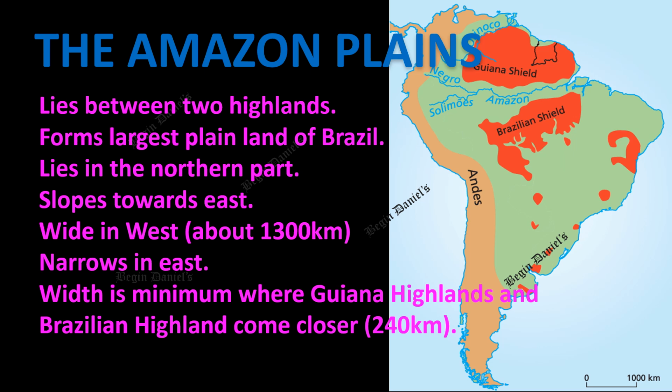The Amazon plains lie between two highlands, the Guyana and Brazilian highlands, and form the largest plain of Brazil. It lies in the northern part and slopes towards the east. It is wide in the west, about 1,300 km wide, and narrows in the east. The width is minimum where the Guyana highlands and Brazilian highlands come closer, at 240 kilometers between the two highlands.